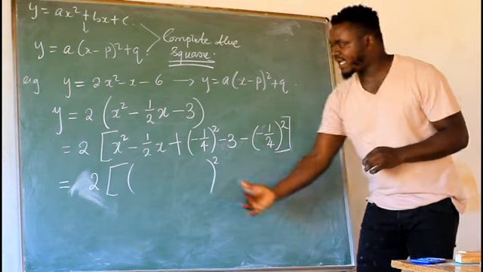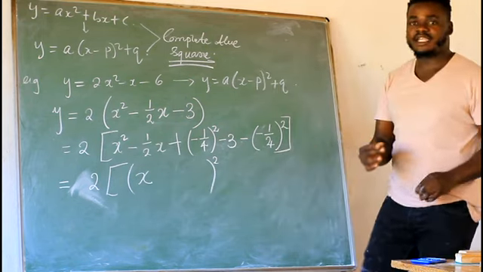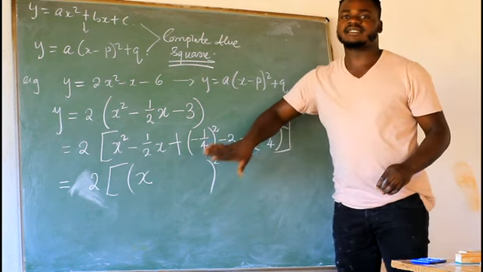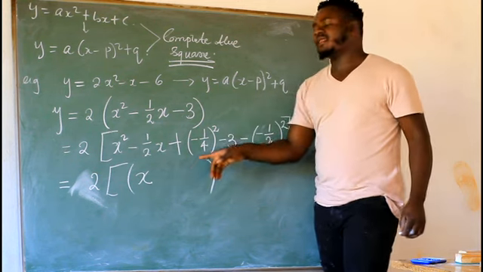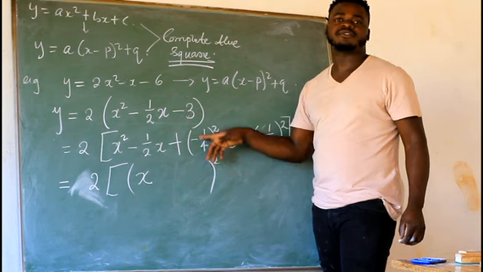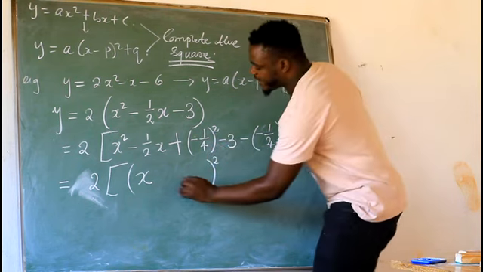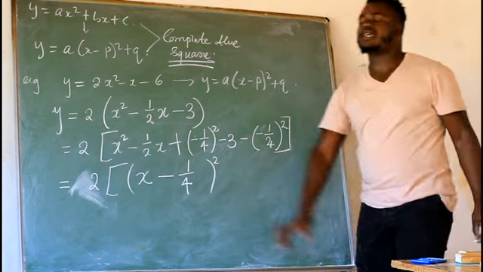Now, inside the brackets, you are going to have x. Don't panic about what you have to write inside the brackets. Inside the brackets, you must always write x and the half of the middle term together with the sign. So you can check here, the half of the middle term is going to be negative 1 over 4 together with the sign.